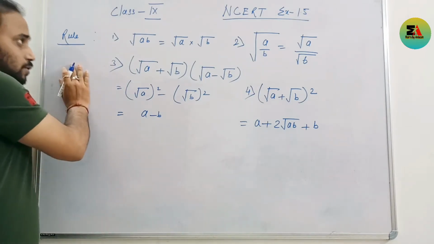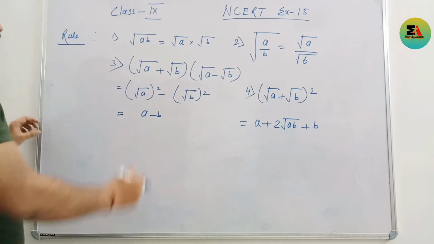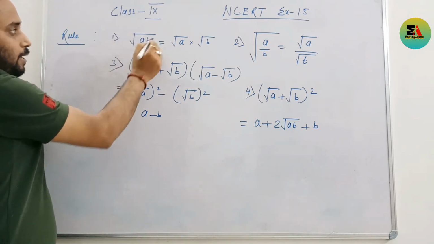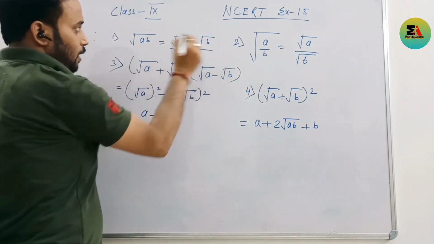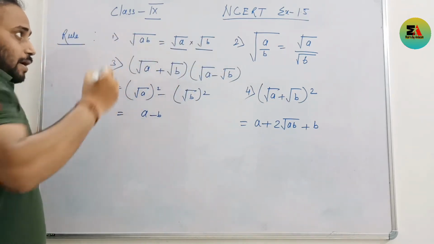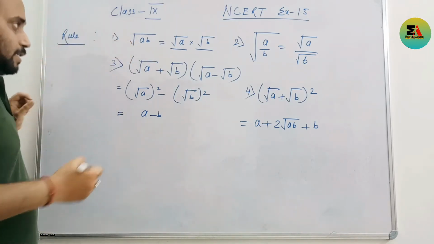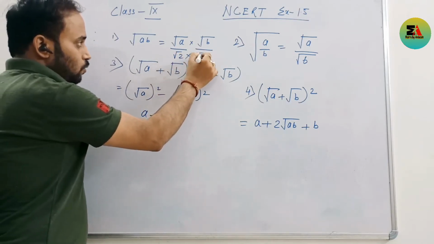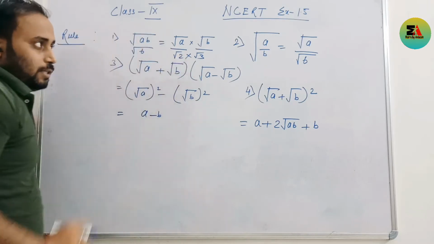These are some rules which are used in Exercise 1.5. The first rule is: if any number is in the form root under AB, then you have to express it as root under A into root under B, where A and B are different numbers. For example, root under 6. We have to write root 2 into root 3. Suppose we have root 6, we write it as root 2 into root 3 in this way.